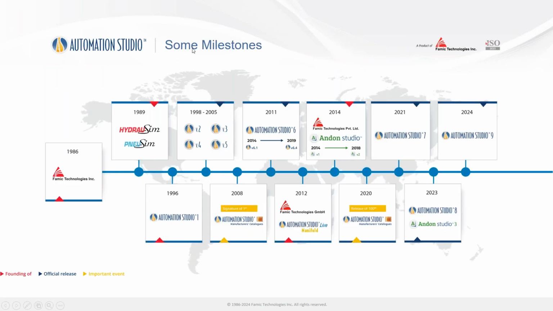Some of our milestones: in 1986 we started. In 1989 we developed the DOS-based systems, Hydrosim and Neosim. In 1996 we released Automation Studio version 1, and from then we have been continuously developing and upgrading the software depending on customer feedback and requirements. And now in 2024 we are at Automation Studio version 9.